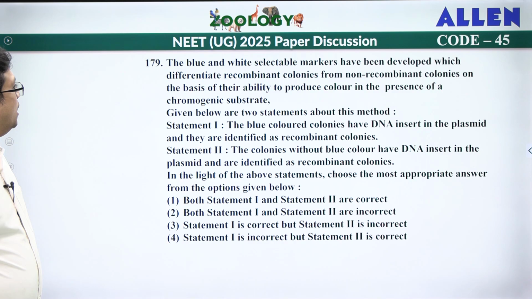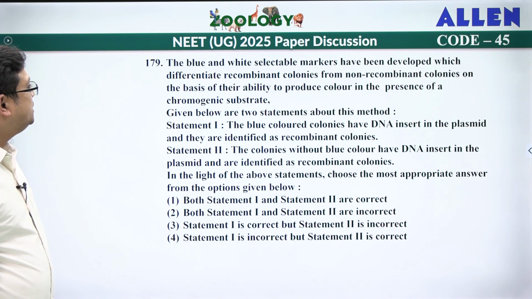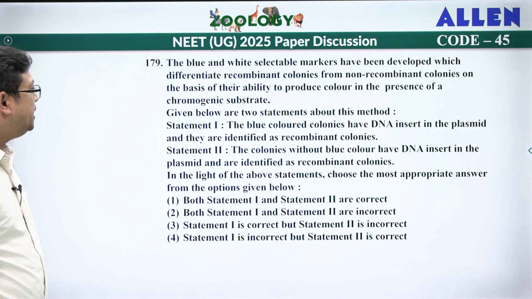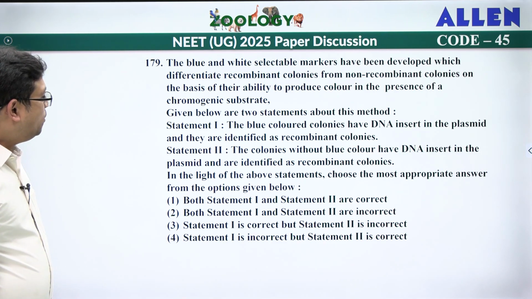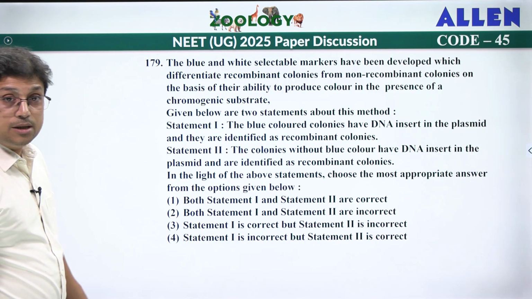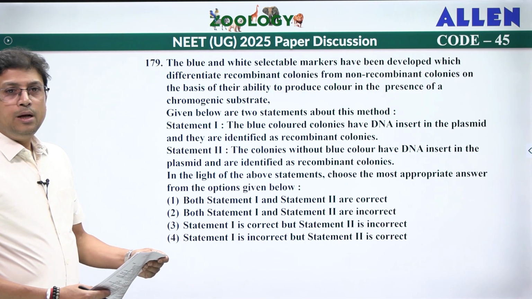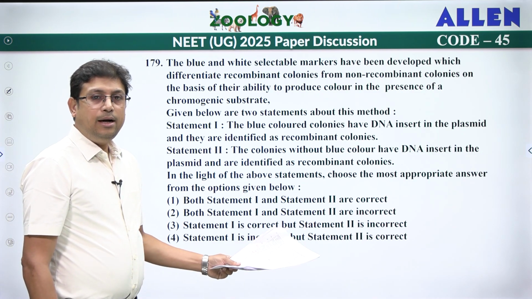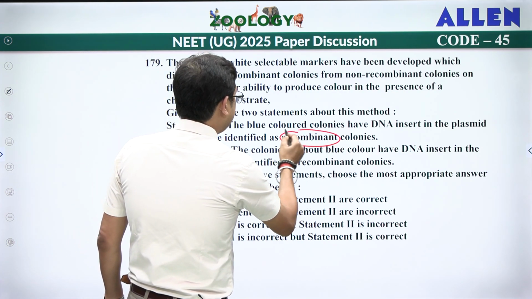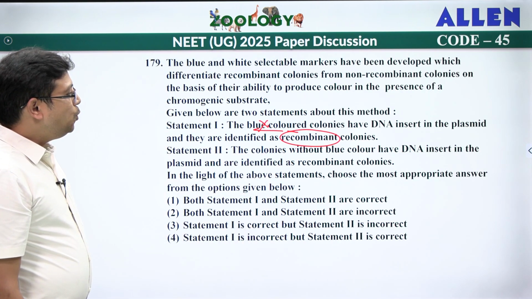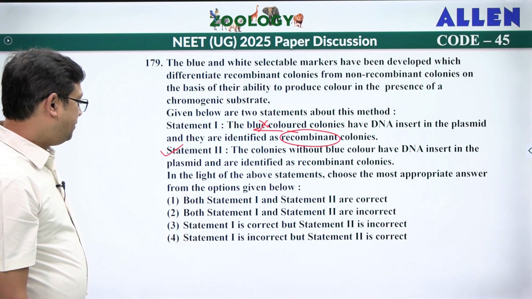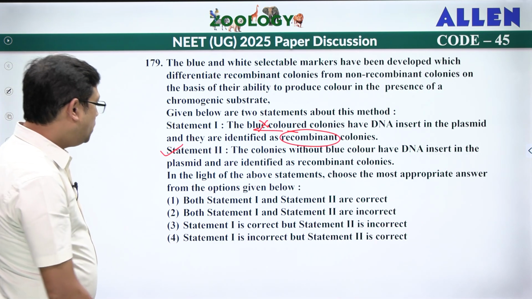Next. The blue and white selectable marker has been developed which differentiates recombinant colonies from non-recombinant colonies on the basis of their ability to produce color in the presence of chromogenic substrate. Statement 1: the blue colored colonies have DNA insert in the plasmid and are identified as recombinant colonies. Just now we discussed that blue colonies are non-recombinants because we are not destroying the beta-galactosidase gene. So the blue colored is not recombinant. Statement 2: the colonies without blue color have the DNA insert in the plasmid and are identified as recombinant. Statement 2 is correct. So statement 1 is incorrect, but statement 2 is correct. Answer is 4.